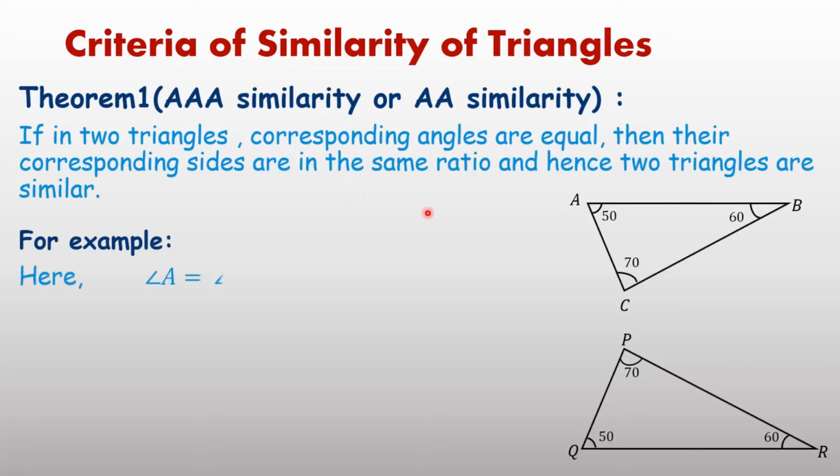For example, two triangles given here. Here easily you can observe angle A equal to 50 degree, Q equal to 50 degree. Yes, 60, 70 written, 60, 70 written. Now corresponding angles you can search here easily. Angle A equal to angle Q, both are 50 degree. Next, angle B equal to 60 and here 60 degree is angle R, therefore B equal to R. And now remaining angle, C equal to P.